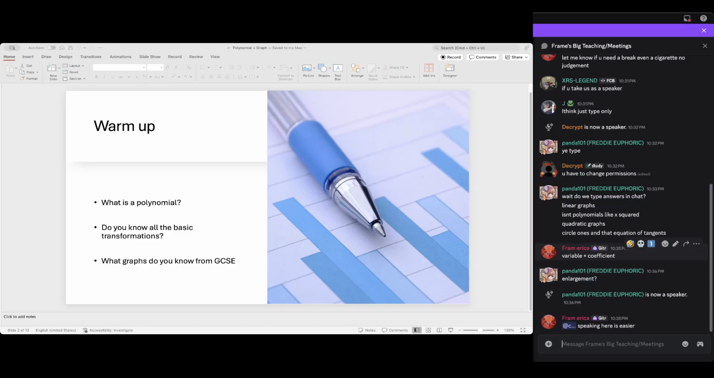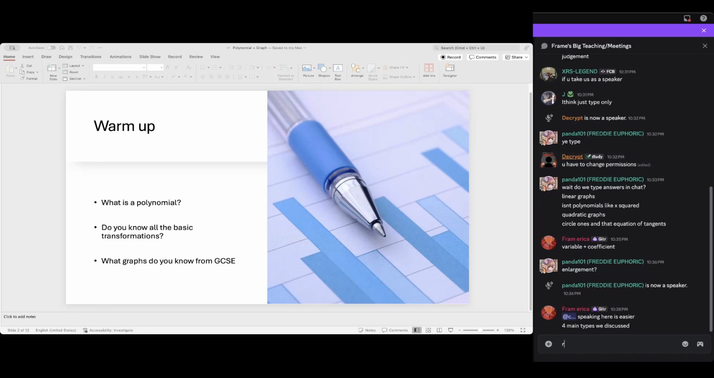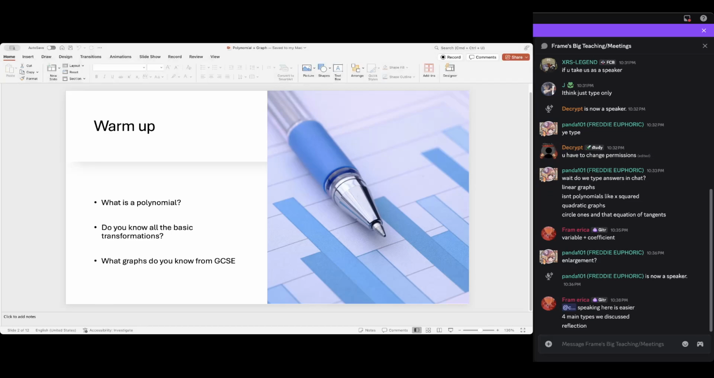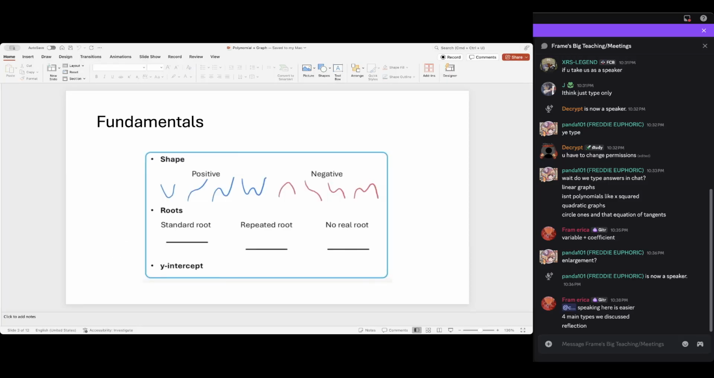So these are the four main types we discussed, and the reflection too. We have fundamentals. Our fundamentals are here, and you can look at what is the standard root. What will you get if there are two roots? You could describe this to me or draw it, I don't care.